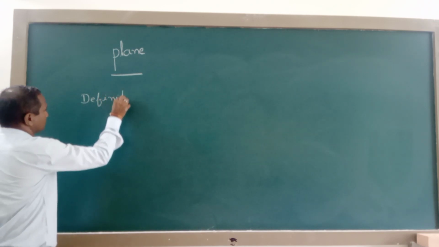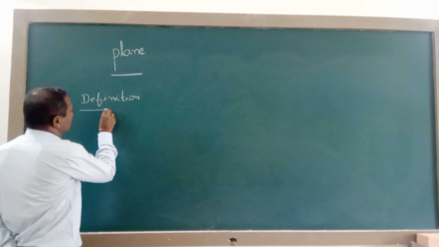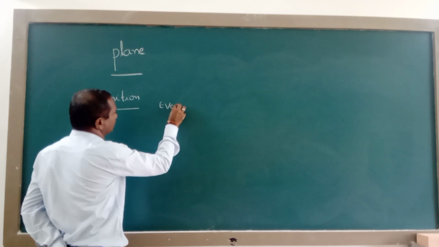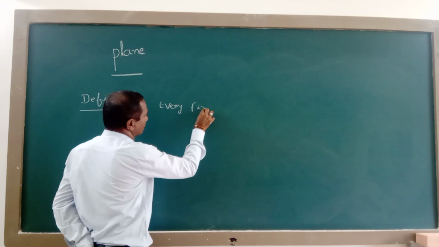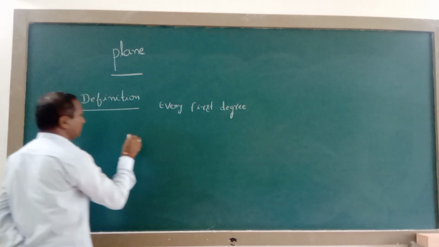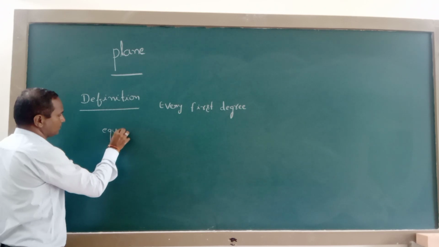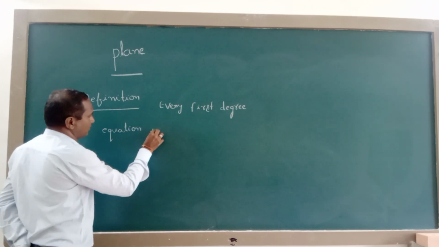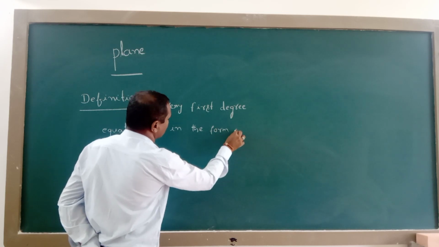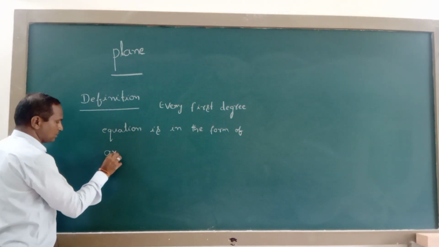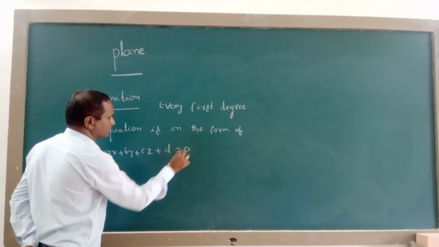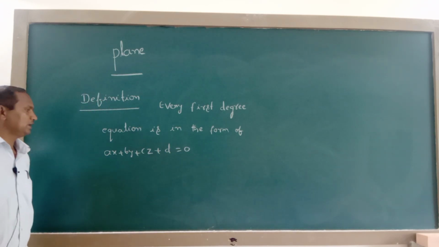Definition. Every first degree equation in the form ax + by + cz + d = 0 is called the equation of a plane.